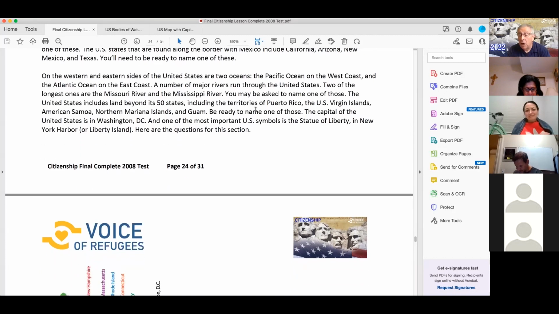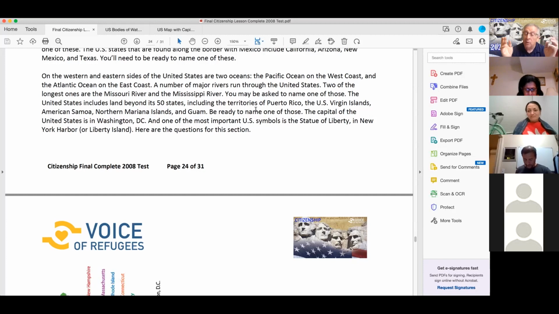So now when we get into geography, there's certain things that they want to make sure you understand. They want you to understand where the east and the west is and what oceans we have on either side. They want you to understand the major rivers that run through the country. They want you to know the names of the states that border the other countries. For example, we have Canada on the north, and you need to be able to name states that are along the Canadian border. And then we have Mexico at the south, and they want you to be able to name states that are along the Mexican border. So they want to make sure that you understand where the United States is.